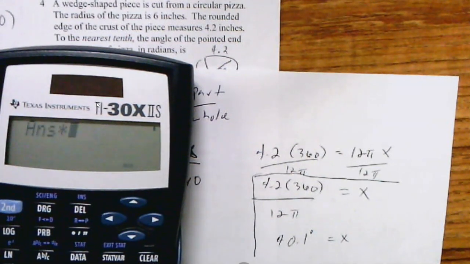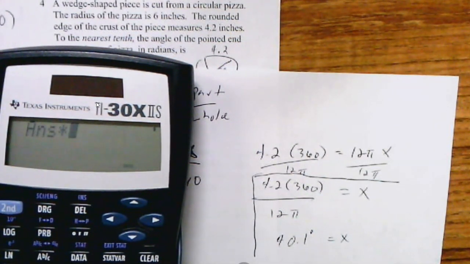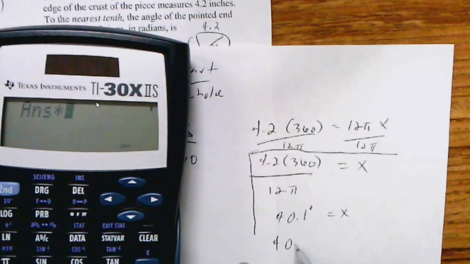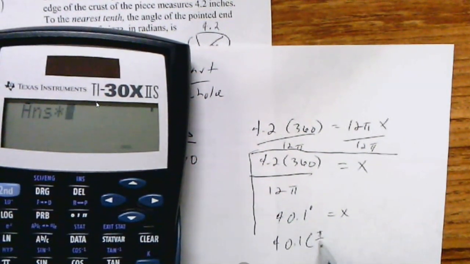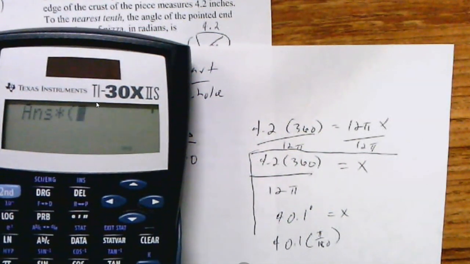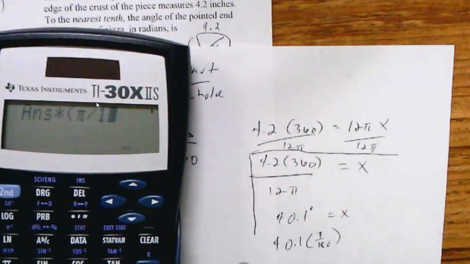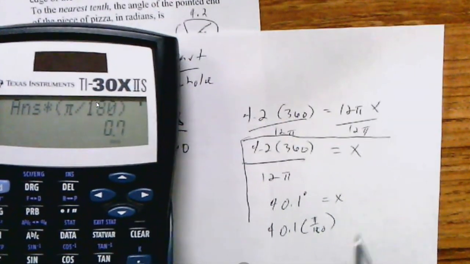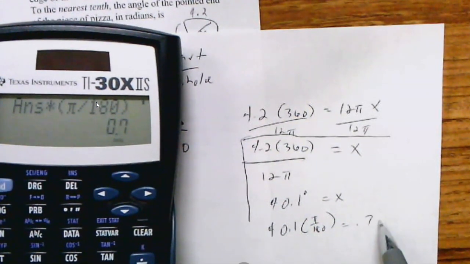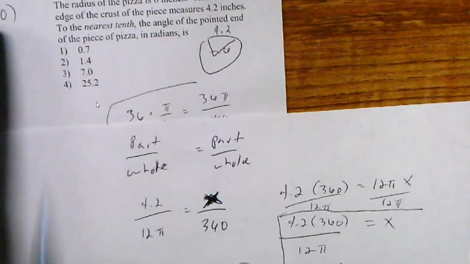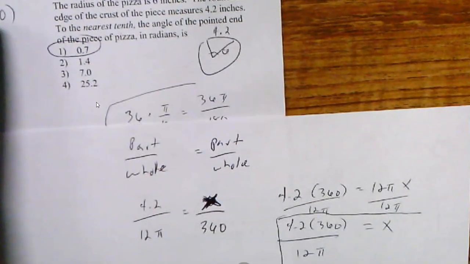Now I'm going to multiply that answer by pi over 180. So I take 40.1 and multiply that by pi divided by 180 so I can turn it into radians. And it's about 0.7. So it's about 0.7 radians. That answer choice is answer choice A.